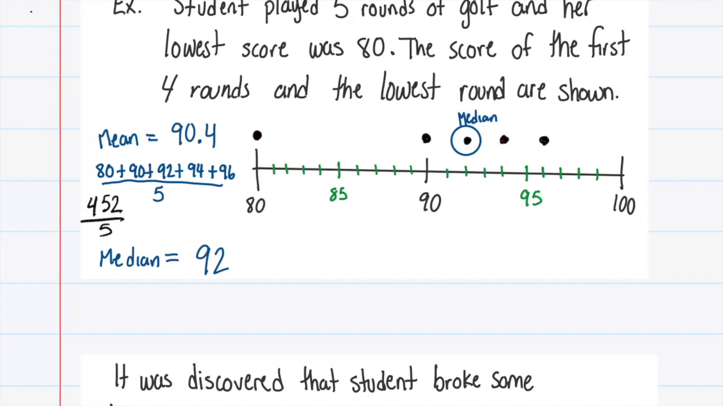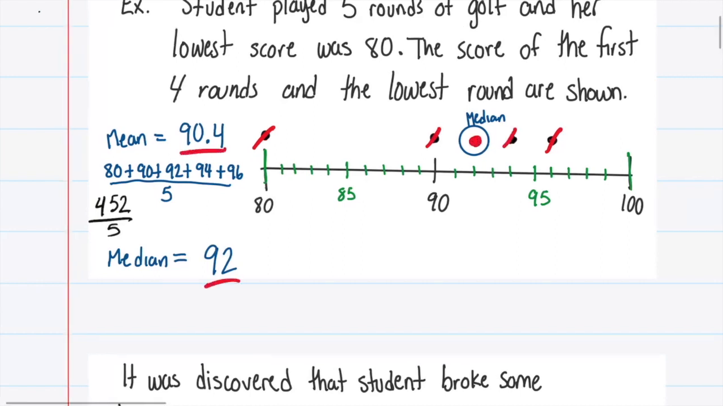Right? Now, how do we find the median? If you guys don't remember, the median is always the number in the middle once everything's in order. Notice that everything's in order right now. So if we were to cross them out to get to the middle, my median is actually 92. So we have our mean and we have our median.